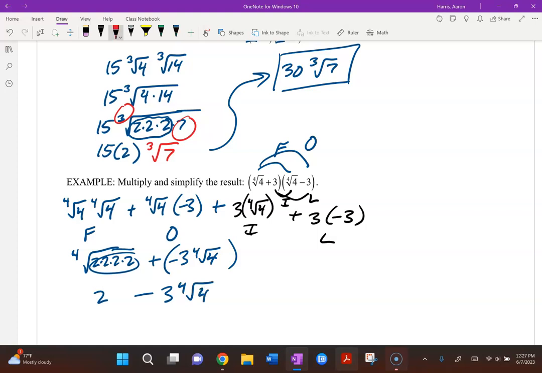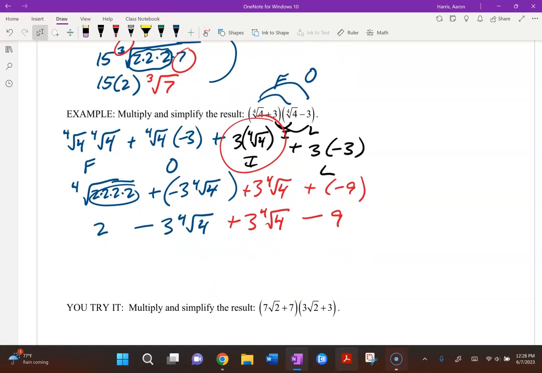Now I'm looking at my inner one right here. I already have a 3, 4th root of 4. And last I have 3 times negative 3, a negative 9. In other words, minus 9. Well, negative 3, 4th root of 4 plus 3, 4th root of 4, those cancel. So I'm just left with 2 minus 9, which is negative 7.